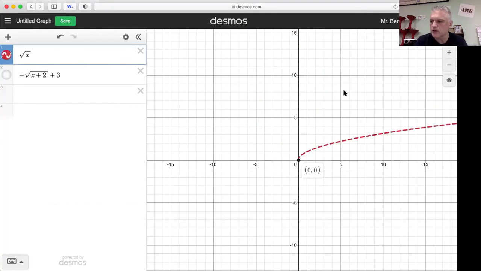All right, here is the parent function for number 4. This is y equals the square root of x. So this is the square root family parent function. Notice the starting point is at 0, 0. Then we go right 1, and then up the square root of 1, which was 1. We start at the starting point.